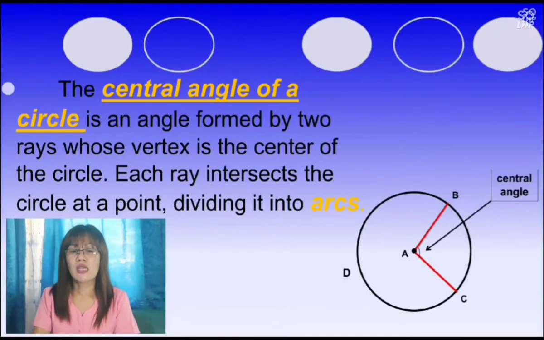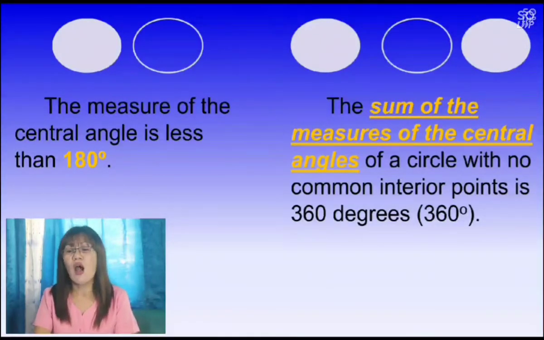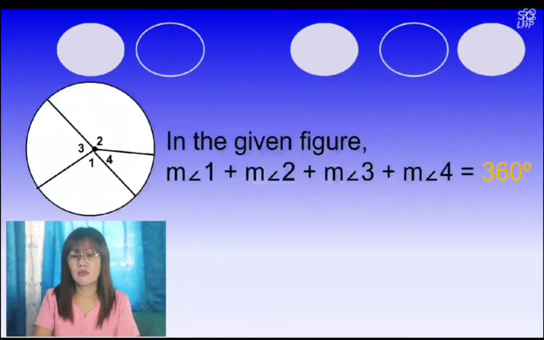Next, take note that the measure of a central angle is less than 180 degrees, and the sum of the measures of the central angles of a circle with no common interior points is 360 degrees. And take note that angles are expressed in degree units.